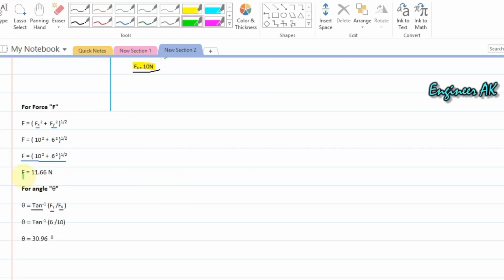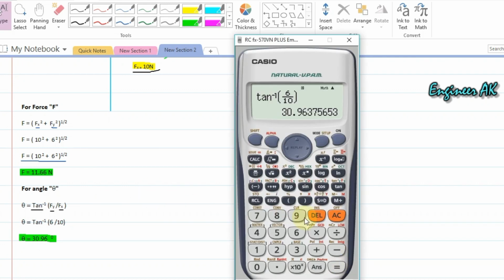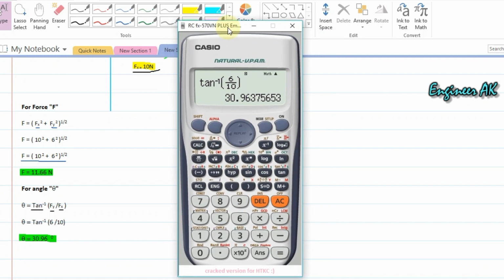Let me highlight it: 11.66 newton, and the angle that we have found is 30.96 degree. Now let me show you how you can find this directly using the scientific calculator.